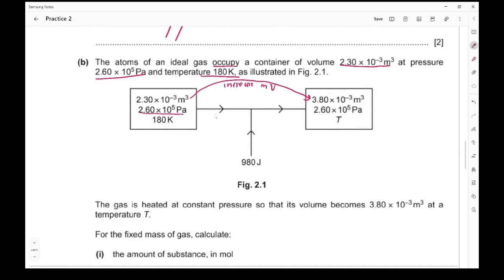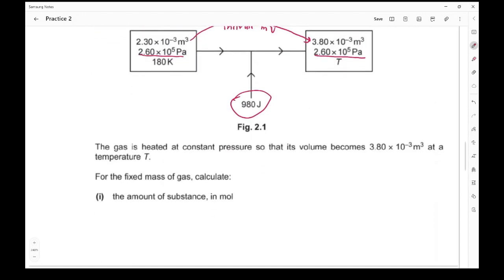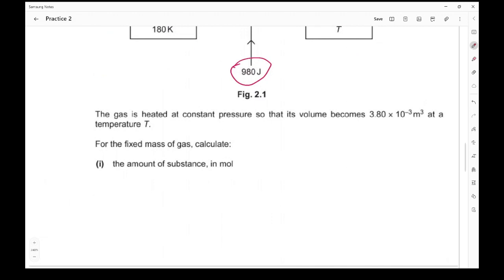Okay, so the pressure remains unchanged, so that means we can use P delta V over here, and something has happened to the temperature, and yes, we have additional input of energy at this point over here. So there you go. Let's just read the question and see what we can do. The gas is heated at constant pressure so that its volume becomes this.